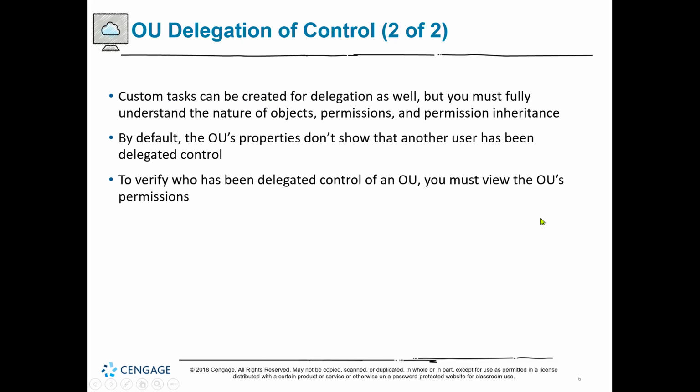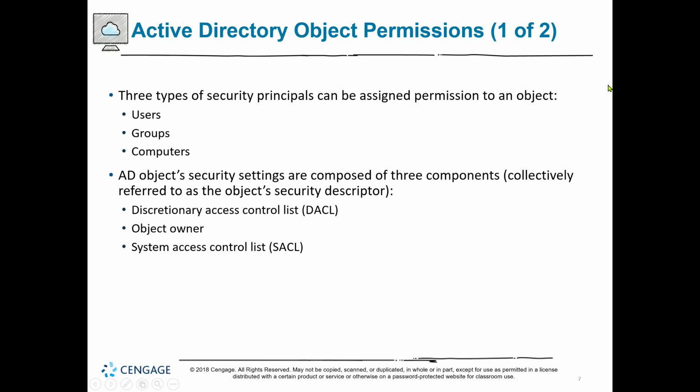Custom tasks can be created for delegation as well, but you must fully understand the nature of objects, permissions, and permission inheritance. By default, the OU's properties don't show that another user has been delegated control. To verify who has been delegated control of an OU, you must view the OU's permissions. It's not hard. It's one of those right-click, view permission type things.